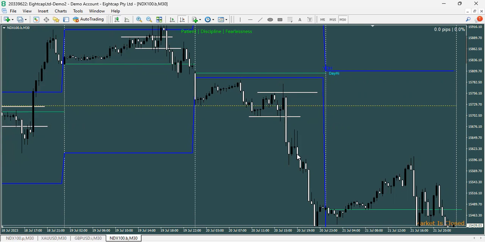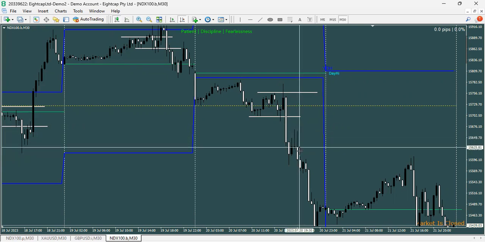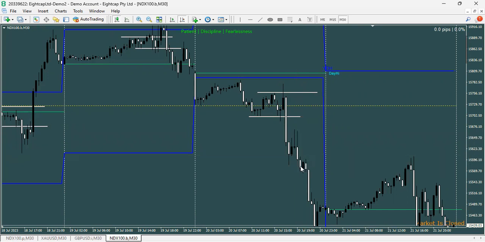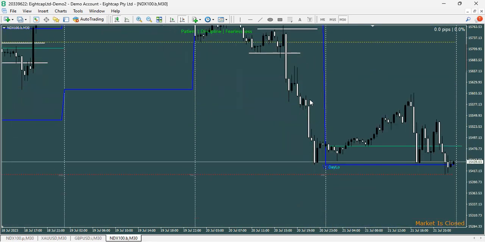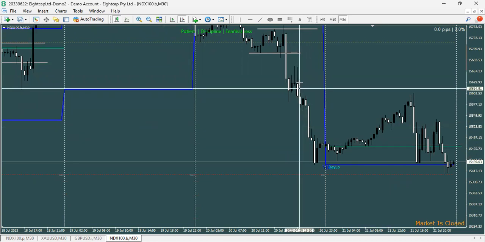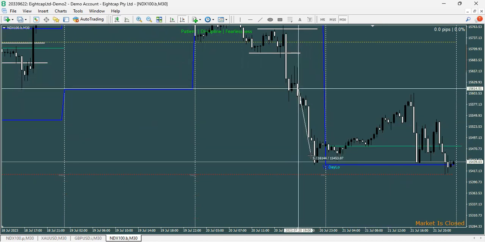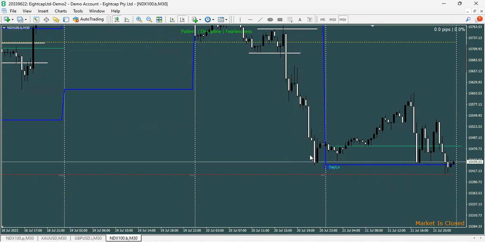And as it started dropping, as this thing started dropping, I took some entries as it started breaking here. And I took entries there, and my TPs were always set for like 100 pips. So as you can see, this thing came down. It dropped. It continued to drop. So that was a trade that I took there.